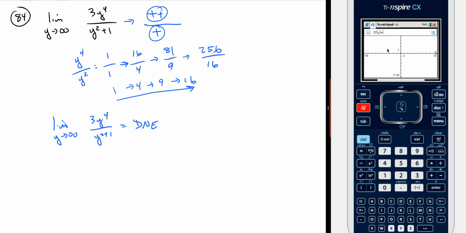And I can verify this on a graph. If I graph this function, I'm going to have to use 3x to the fourth over x squared plus 1. And when I graph this, we can see that as x gets larger and larger, my graph just looks like a parabola. It's just going to keep going up and up and up forever and ever. So the limit does not exist.